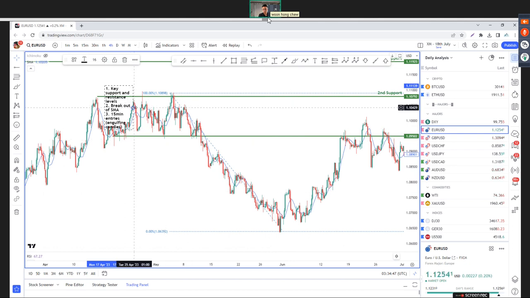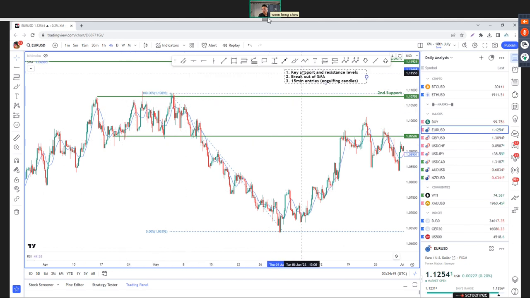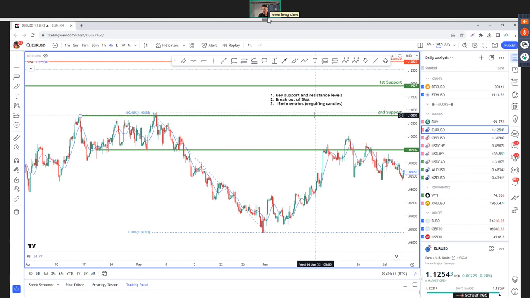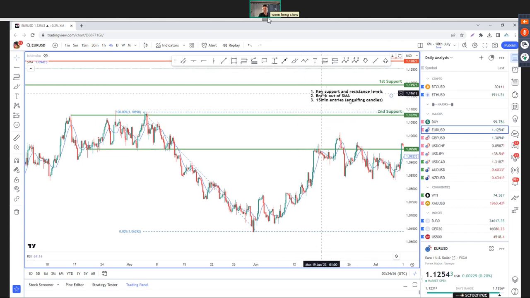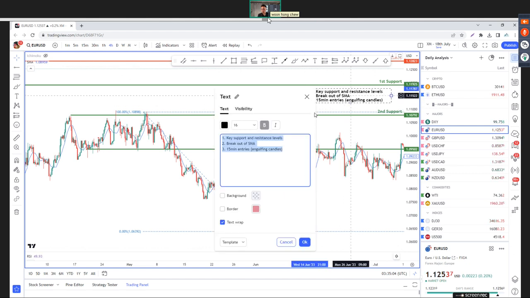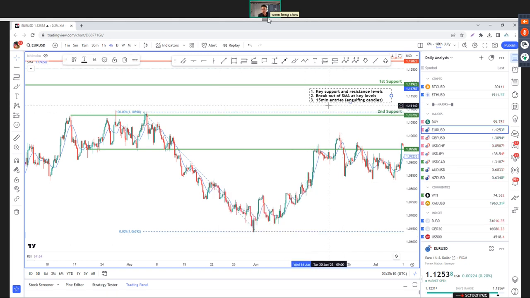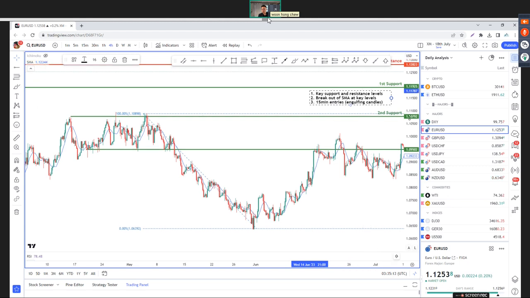Okay, so let's say this is one of the examples. This is essentially our trading plan. Firstly, will be key support and resistance levels that we should identify. And then we will want to see a breakout of the SMA at key levels. Then next will be 15-minute entries on engulfing candles.